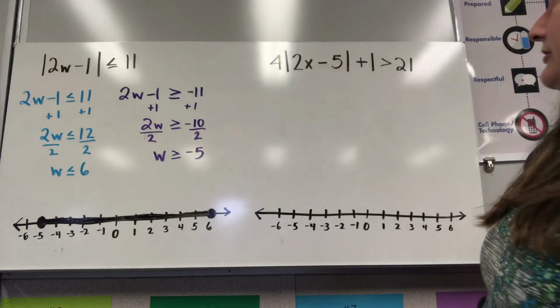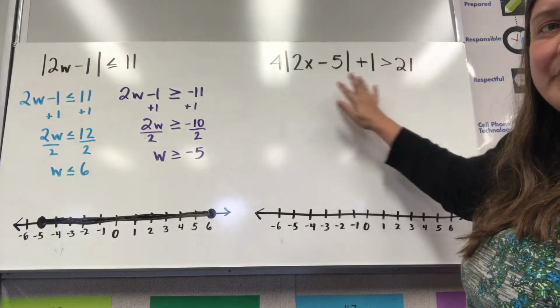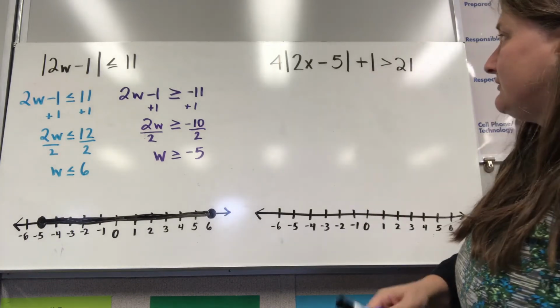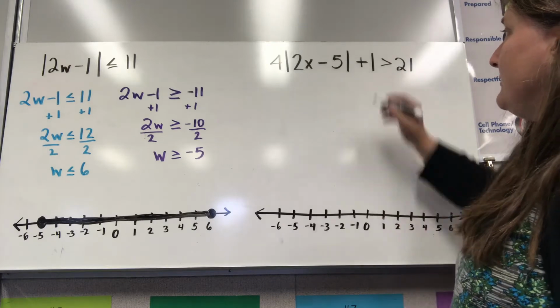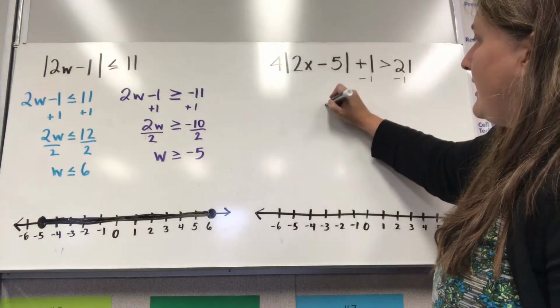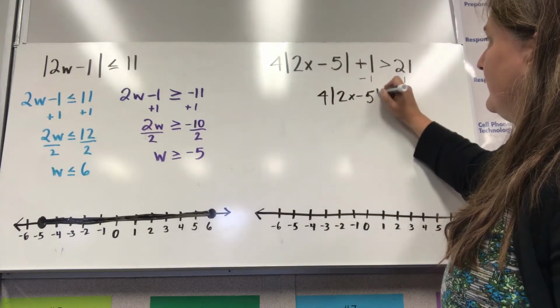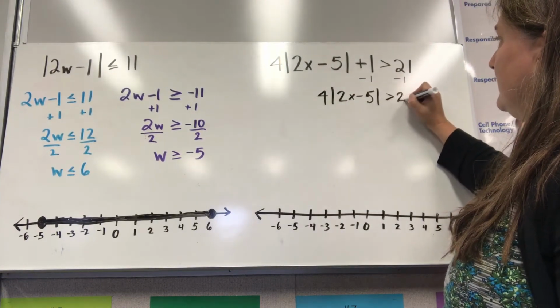So let's try another. In this one, I have to get rid of some things that are outside the absolute value before I start to solve. So I'm going to begin with getting rid of this 1. I'm going to subtract 1 from each side, and I have 4 times the absolute value of 2x minus 5 is greater than 20.